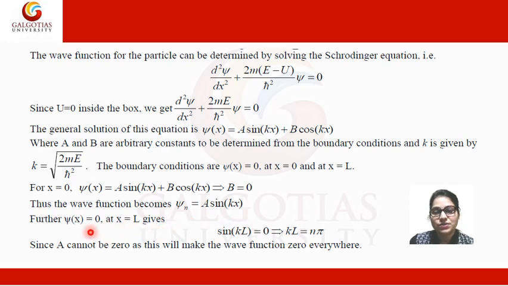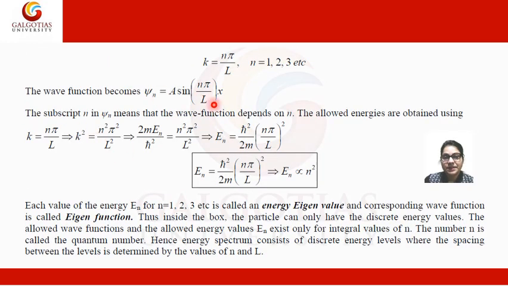When we implement this, we get kL equals n pi. A cannot be 0 here, because if A were 0, the whole wave function would vanish, which is not possible. So sin kL will be 0. Sin gives 0 value for sin n pi. So kL equals n pi after solving this boundary condition. After implementing the boundary condition in our wave function, we get k equals n pi by L, where n equals 1, 2, 3 and so on.